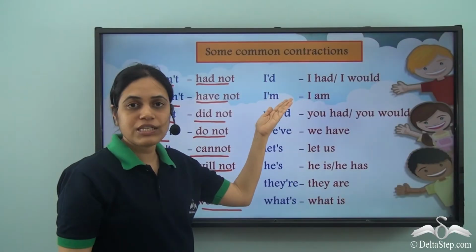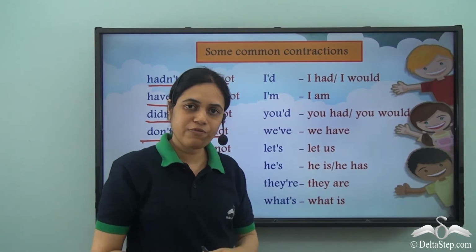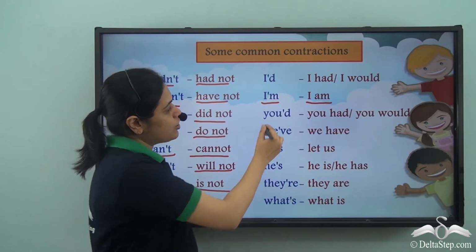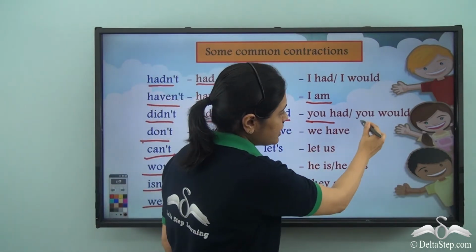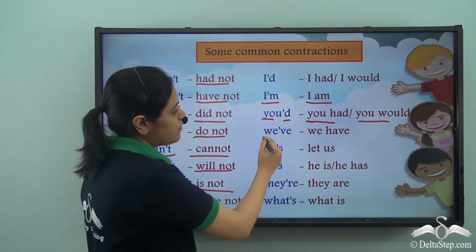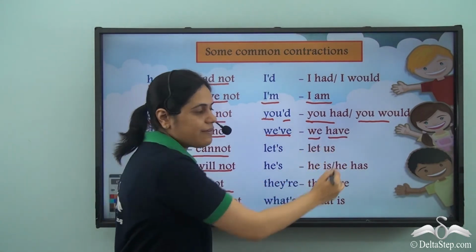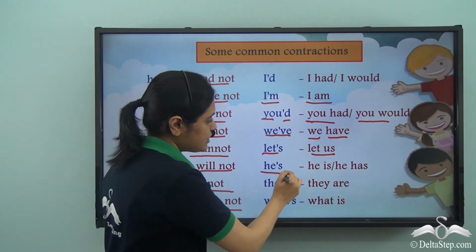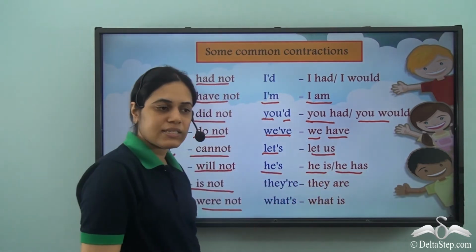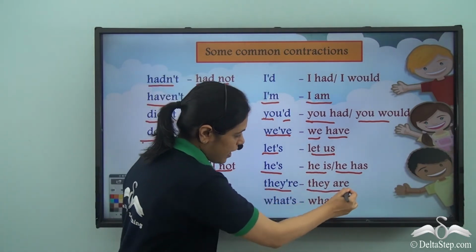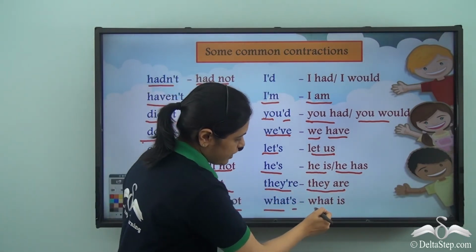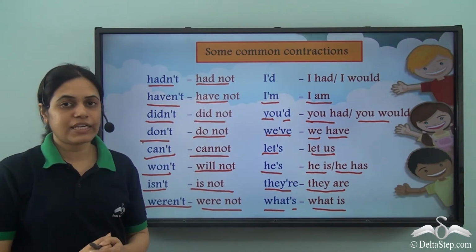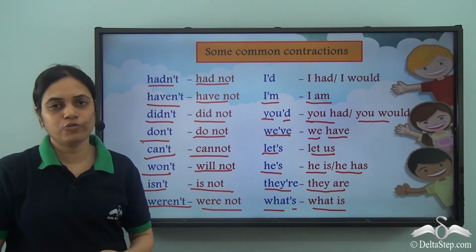I apostrophe D for I had or I would. I'm for I am. You apostrophe D for you had or you would. We've for we have. Let's for let us. He's for he is or he has. They're for they are. And what apostrophe S for what is. So these are some common contractions or short forms which you can use.